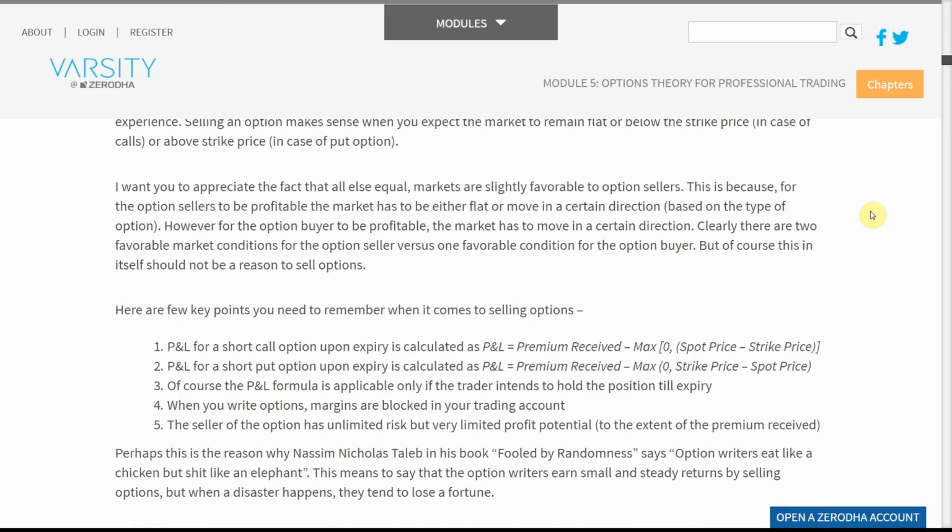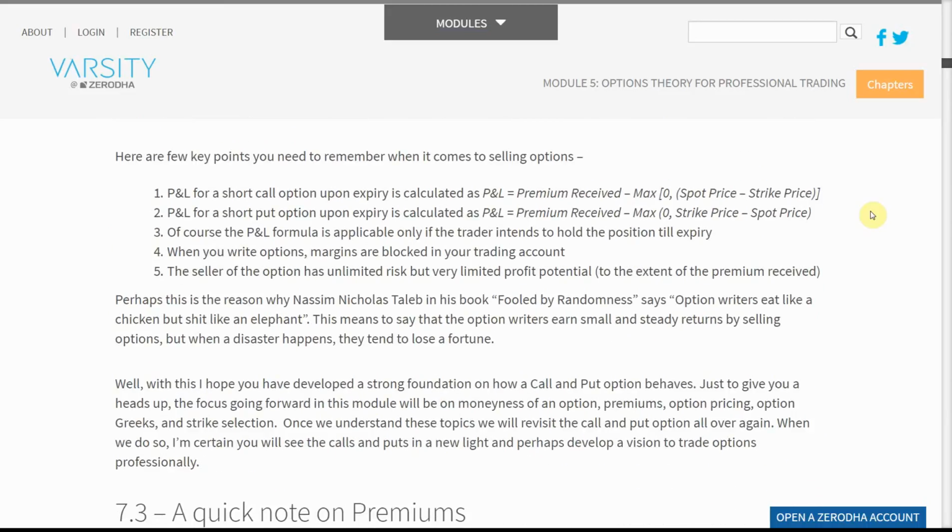Here are a few key points you need to remember when it comes to selling options. P&L for a short call option upon expiry is calculated as P&L equals premium received minus max(0, spot price minus strike price). P&L for a short put option upon expiry is calculated as P&L equals premium received minus max(0, strike price minus spot price). Of course, the P&L formula is applicable only if the trader intends to hold the position till expiry. When you write options, margins are blocked in your trading account. The seller of the option has unlimited risk but very limited profit potential to the extent of the premium received.